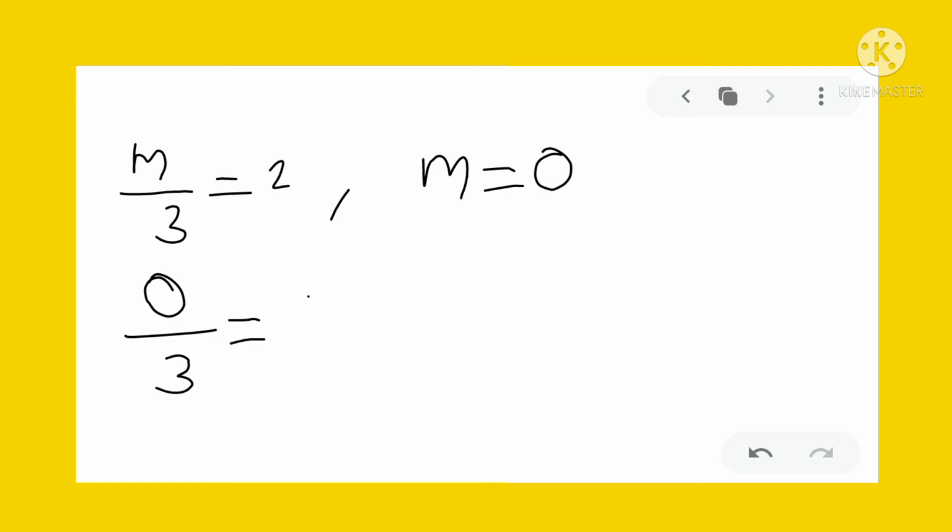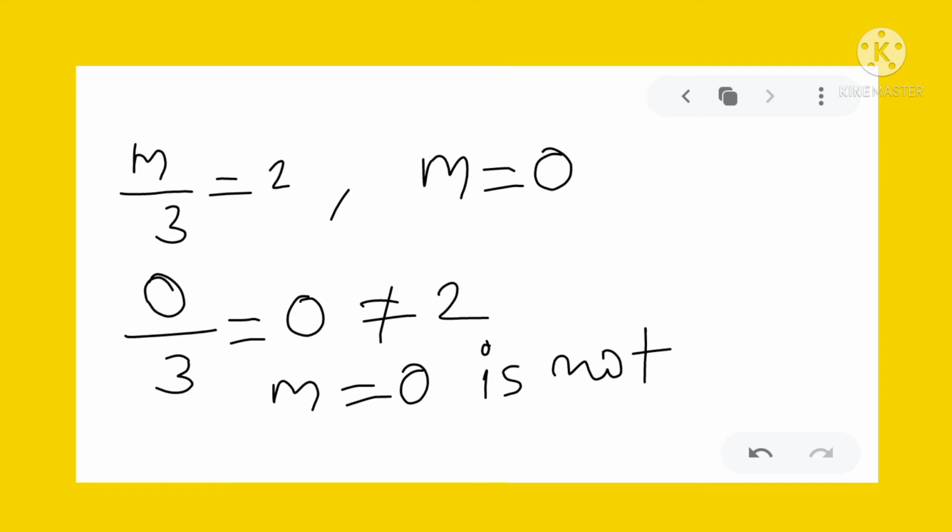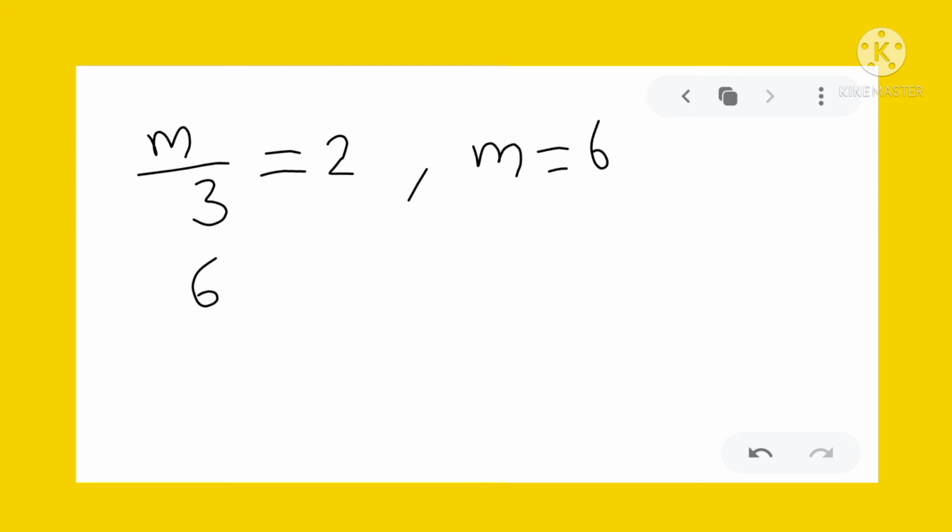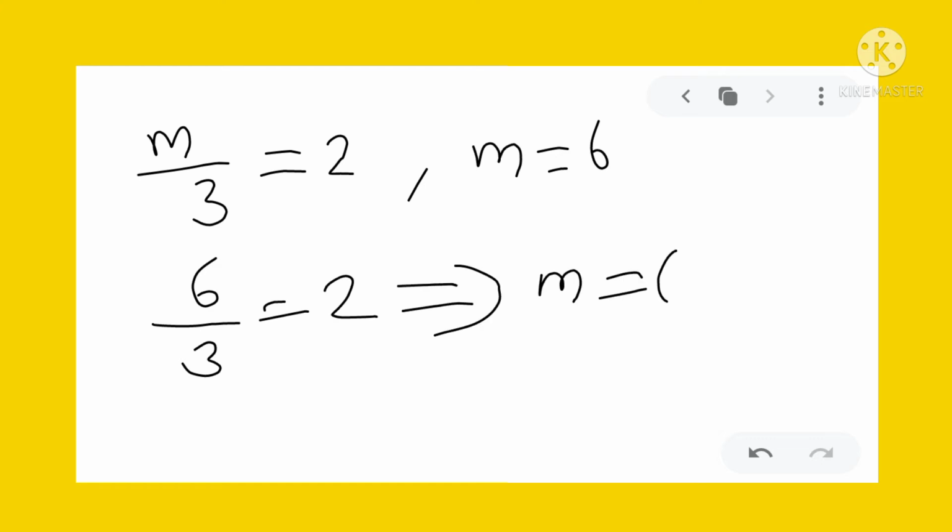Then next, m by 3 equal to 2 where m equal to 0. When m equal to 0, this equation becomes 0 by 3. What is 0 by 3? It is 0, which is not equal to 2. That means m equal to 0 is not a solution of the equation. Then m by 3 equal to 2 where m equal to 6. What will happen? 6 by 3. What is 6 by 3? It is 2. That means m equal to 6 is the solution of the equation.